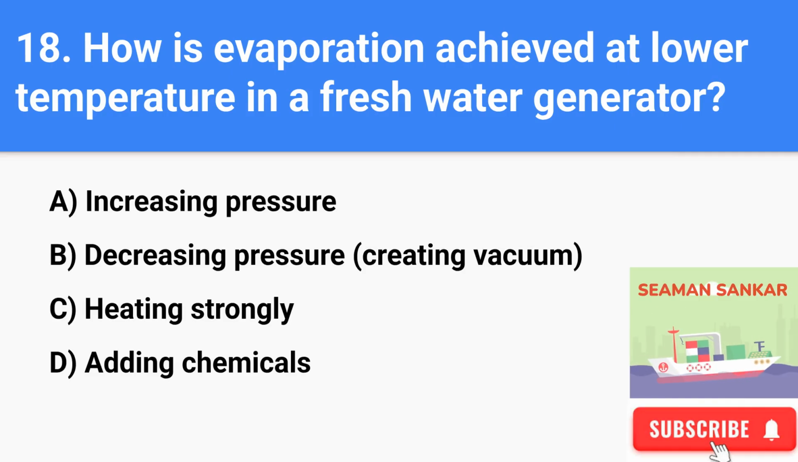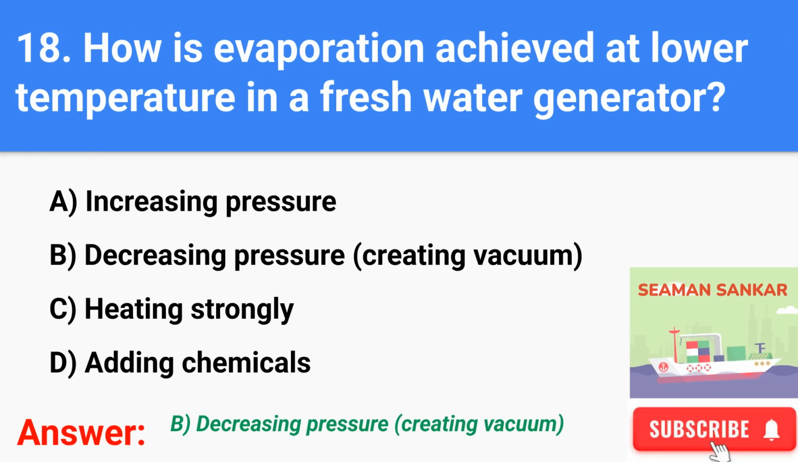Question 18. How is evaporation achieved at a lower temperature in a freshwater generator? A. Increasing pressure, B. Decreasing pressure, creating vacuum, C. Heating strongly, D. Adding chemicals. The correct answer is B. Decreasing pressure or creating a vacuum. Lowering the pressure reduces the boiling point of water, allowing evaporation at low temperatures.